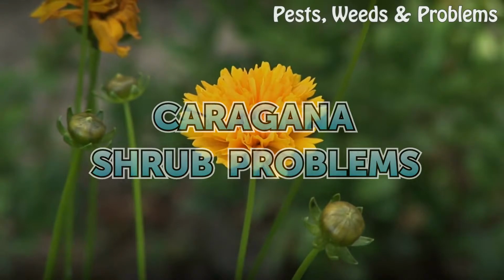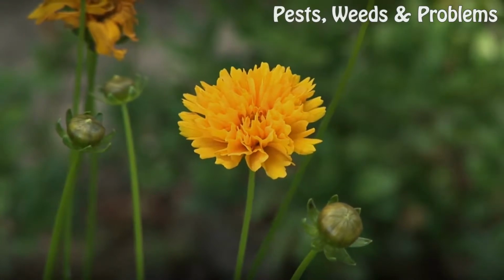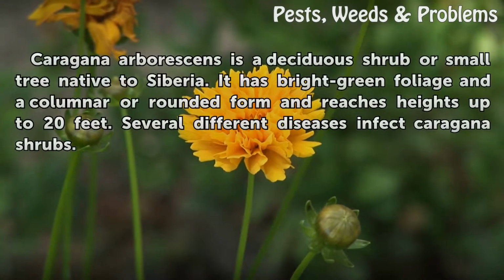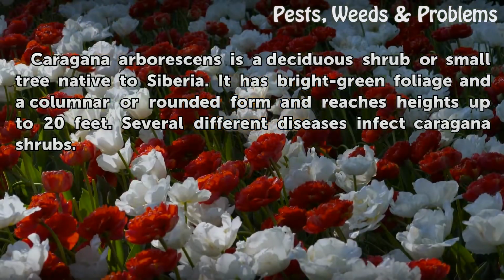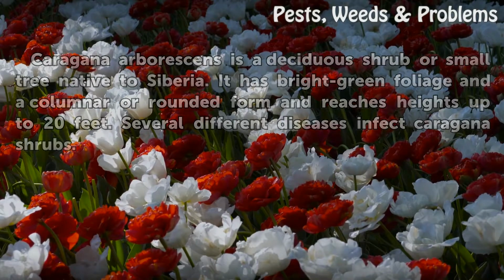Caragana Shrub Problems. Caragana arborescens is a deciduous shrub or small tree native to Siberia. It has bright green foliage in a columnar or rounded form and reaches heights up to 20 feet. Several different diseases infect Caragana shrubs.